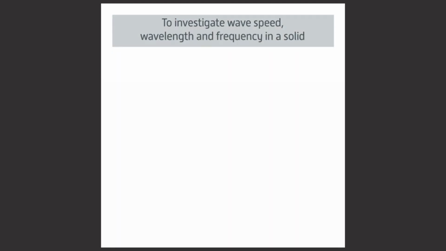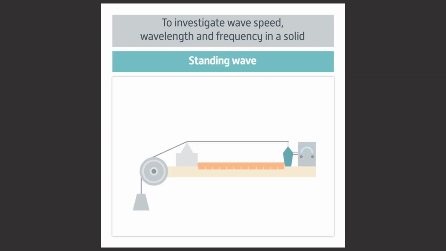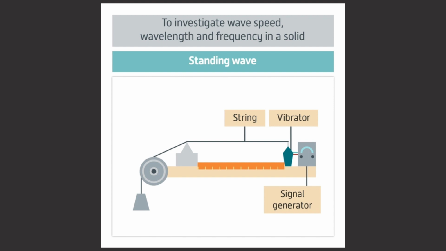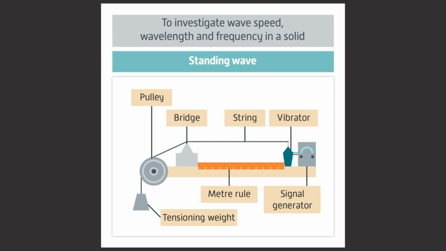To investigate the wave speed, wavelength, and frequency of waves in a solid, you'll have to set up something called a standing wave. To do this, you'll need to set up the apparatus as shown in the diagram. The apparatus consists of a vibrator fed from a power supply, a signal generator, the material being tested, which is a string, a wooden bridge to keep the string horizontal, a pulley, a weight to keep the string in tension, and a meter rule to measure the wavelength. The wavelength should be the same each time, within reasonable accuracy.